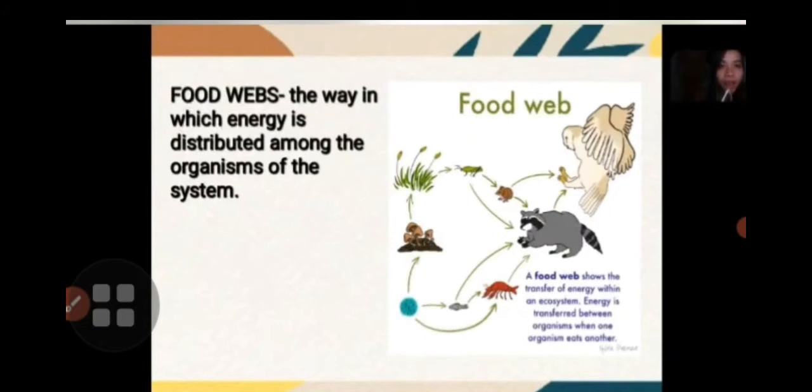Next, we have food webs. The way in which energy is distributed among the organisms of the system. So, the picture shows the transfer of energy within an ecosystem. Energy is transferred between organisms when one organism eats another. So, mao na example sa food web.